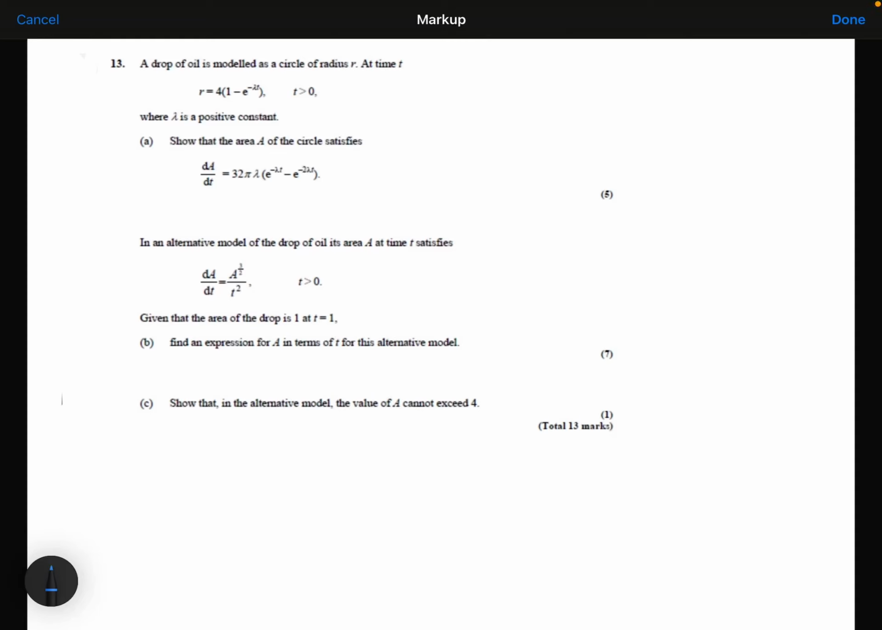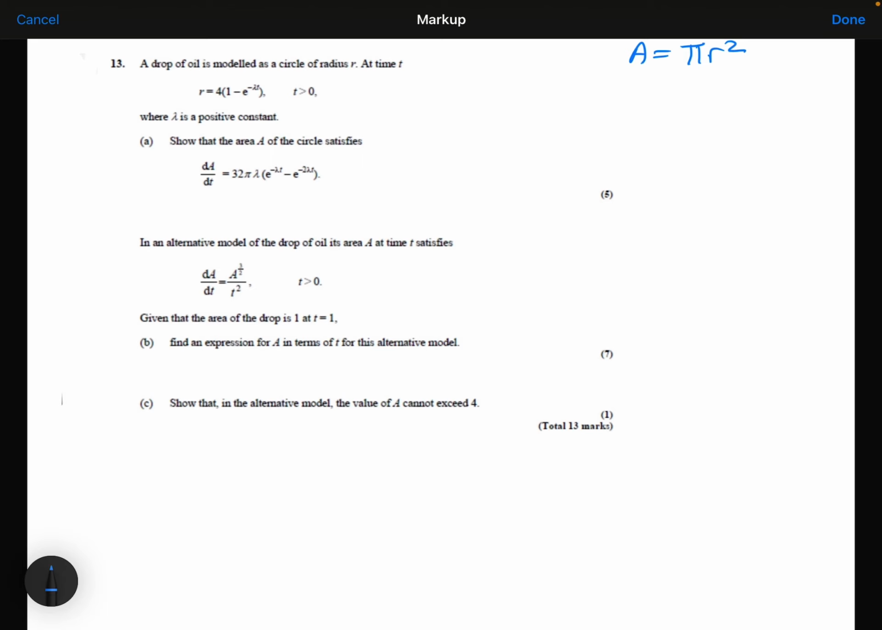A drop of oil is modelled as a circle of radius r. At time t, r equals 4 times (1 minus e to the power minus lambda t), where lambda is a positive constant. Show that the area of the circle satisfies this equation. So the area of the circle, so area is pi times the radius squared.